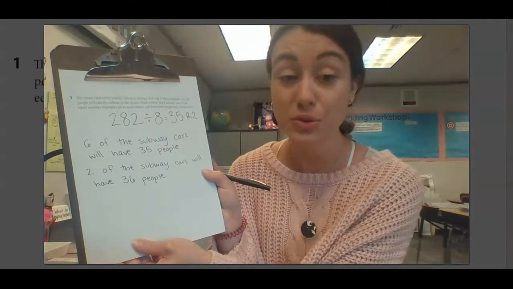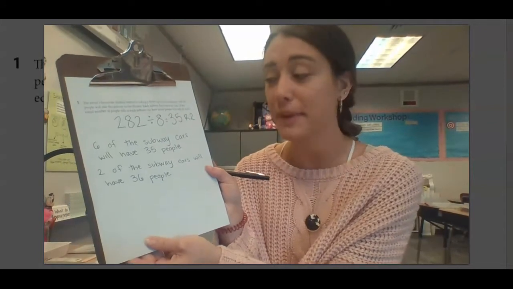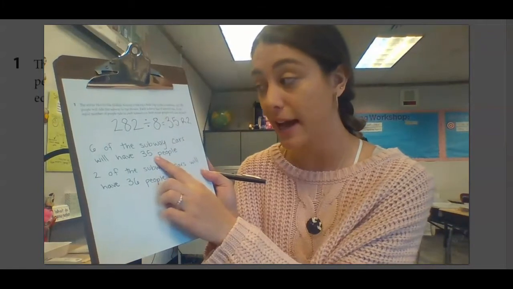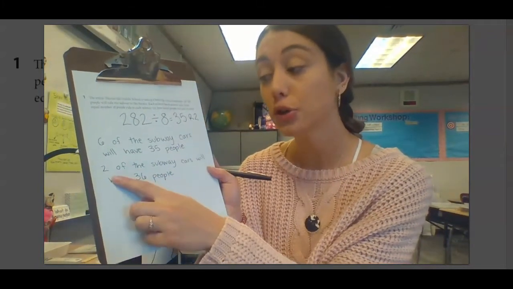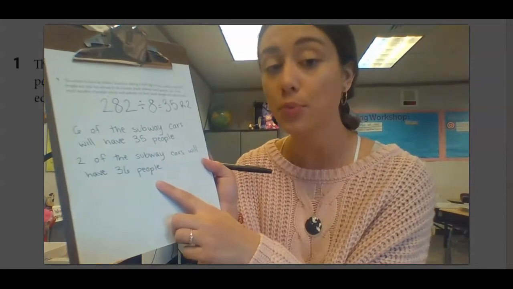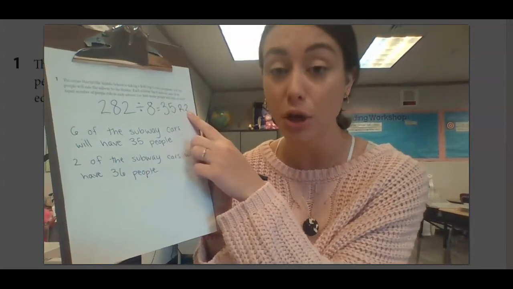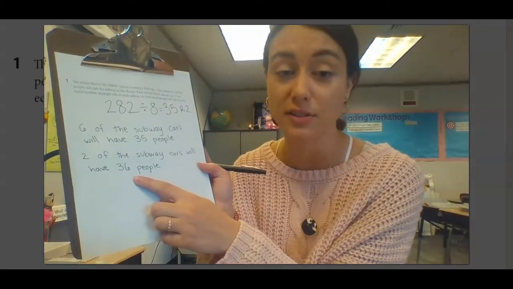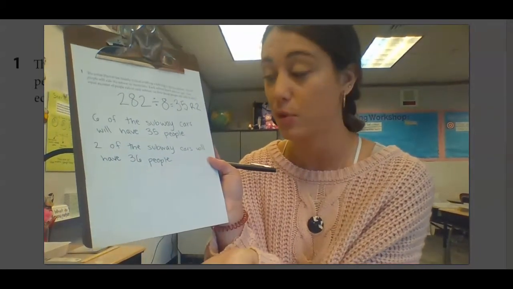So I wrote 2 sentences here to explain my answer. 6 of the subway cars will have 35 people. 2 of the subway cars will have 36 people. That helps to show what I did with my 2 as a remainder. Those extra 2 people are just going to be extras, 36, in 2 of the subway cars.